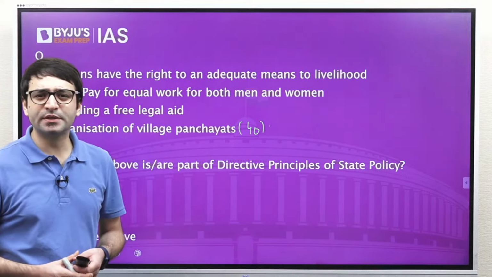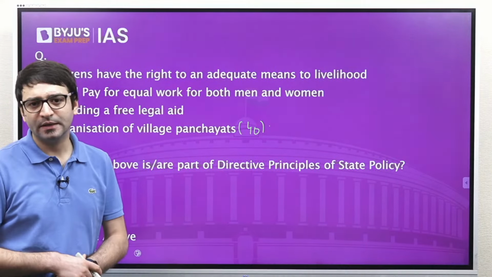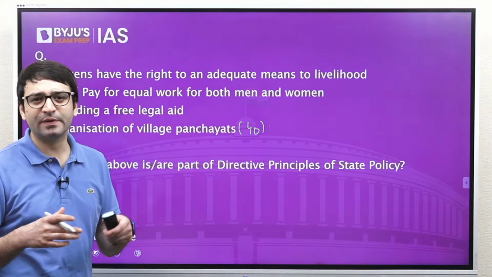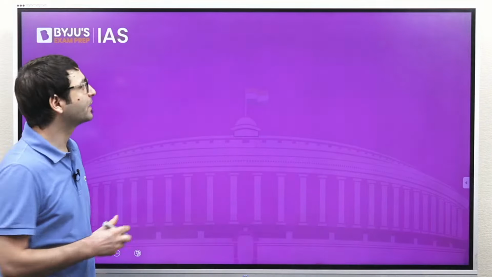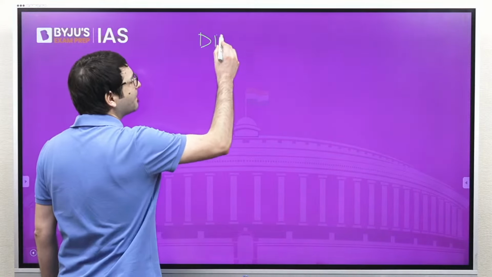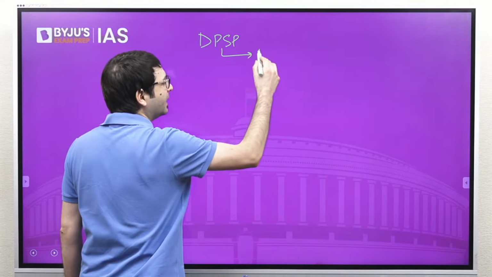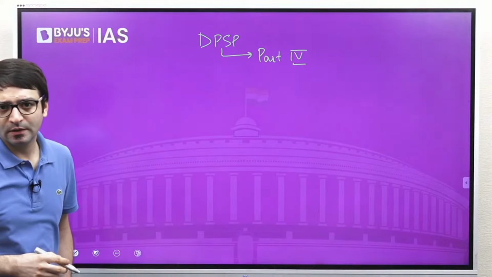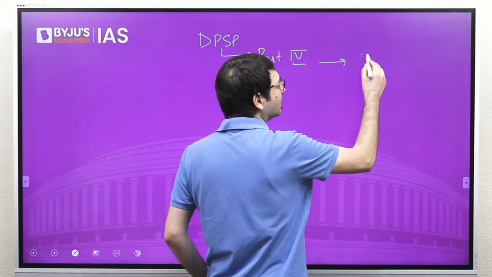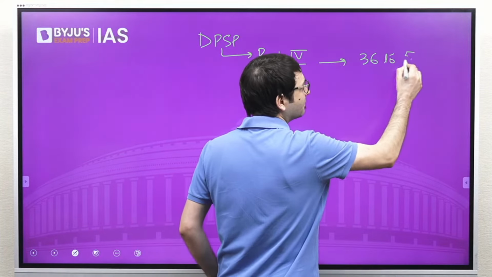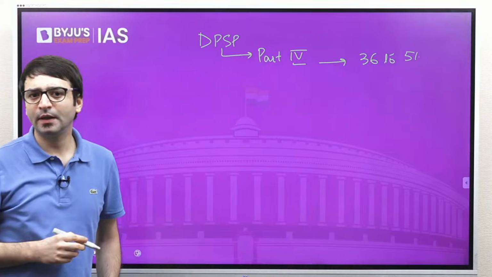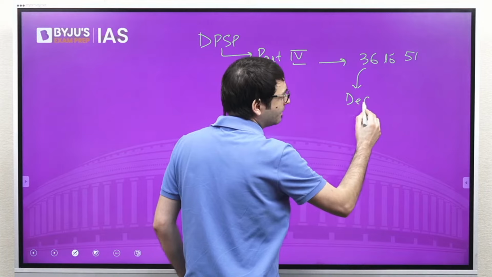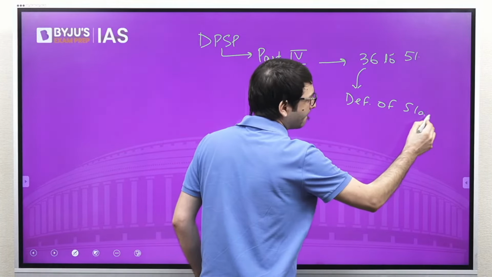Directive principles of state policy has always been a favorite of UPSC. And on these DPSPs, we have seen a repetition of the questions as well. So DPSPs come under Part 4 of the Constitution, dealing with Articles 36 to 51. Article 36 talks about the definition of state.